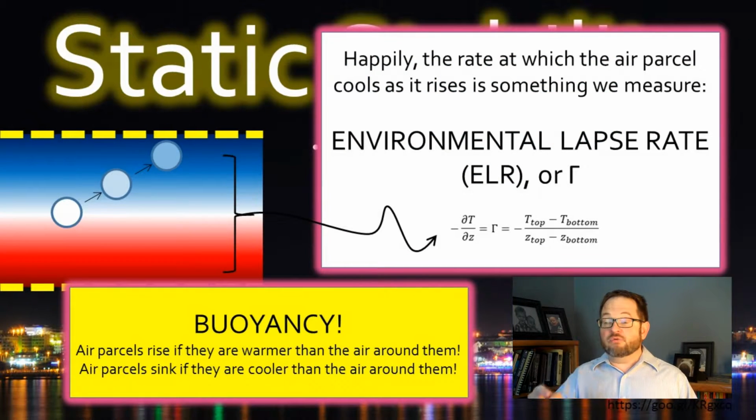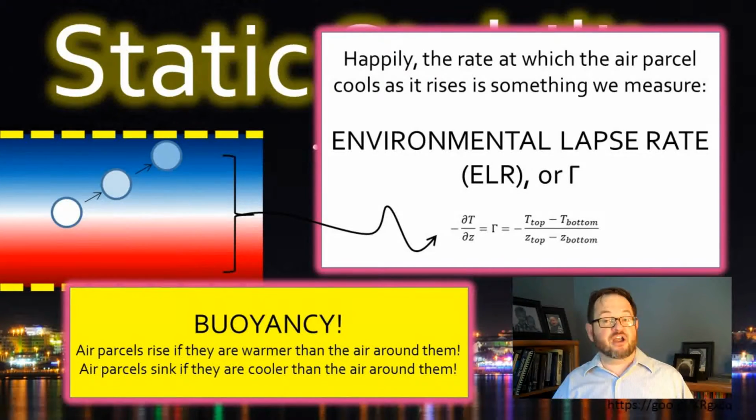On the other hand, remember, now we're trying to compare the temperature of that air parcel to the temperature of the air around it. We need to know the temperatures of the air around it and how they're changing. Now, that's something we measure. We get that from weather balloons and radiosondes, and from that information, like the temperature at the top of the layer and the temperature at the bottom of the layer and how far it is from the top of the layer to the bottom of the layer, we get the environmental lapse rate. In other words, the measured difference in the temperature at different heights.